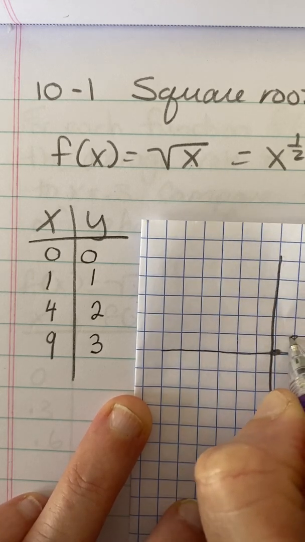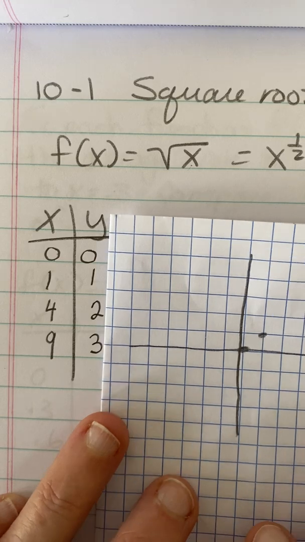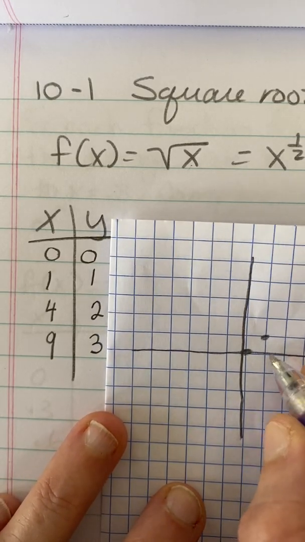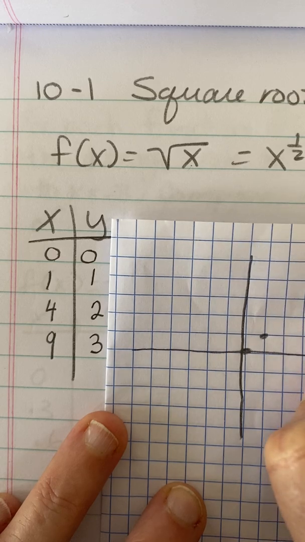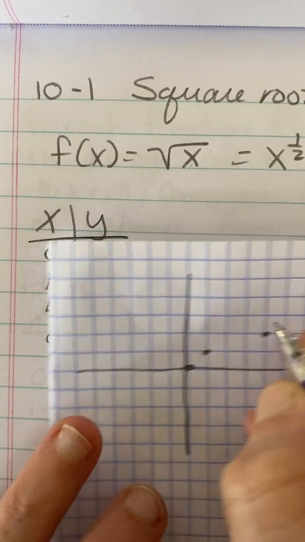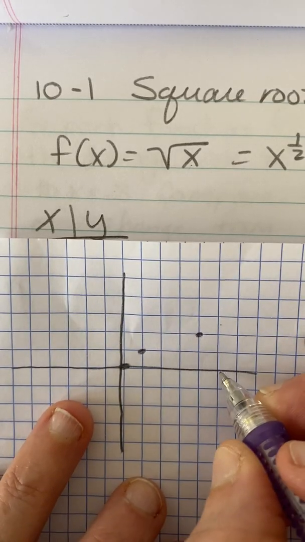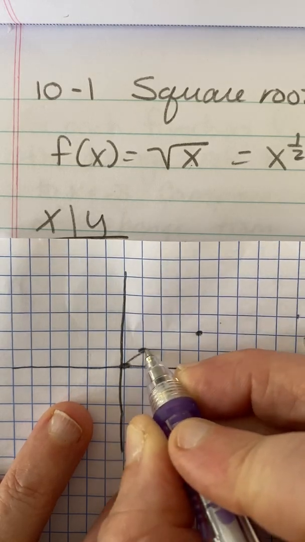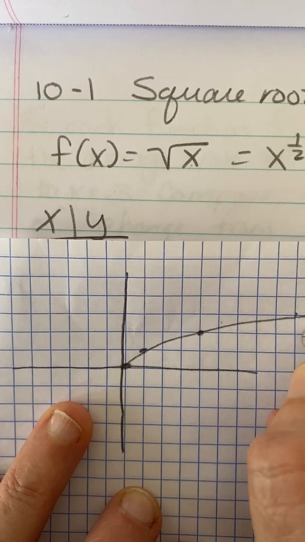0, 0, 1, 1. Whoops, you can hardly see what I'm doing. 4, 2. And 9, 3. So this function looks something like that.